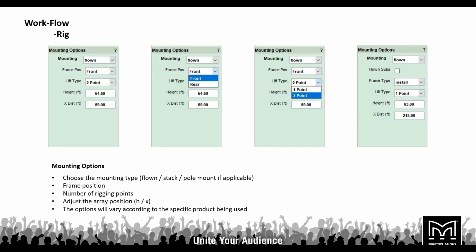And then you have mounting options, which vary depending on which PA, which system you're using. But you can do a few things here. You can choose the mounting type, whether you're flown, stack, if you're undecided which one's going to work best in the venue. Pole mount if applicable, if you're using WPM or MLA Mini, for example. For those PAs and touring frames that have positions, rear and front positions, that can be changed here as well. The number of rigging points, if you're using one motor or two, you can still change and adjust the array position here. And obviously these options will vary according to the specific product being used.